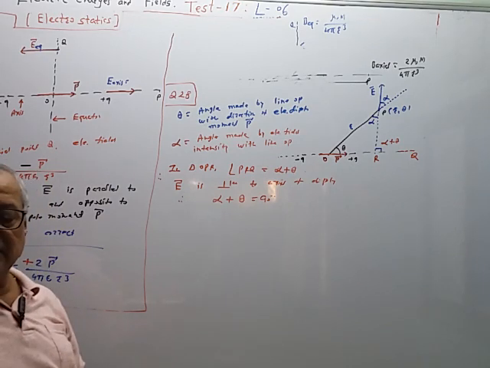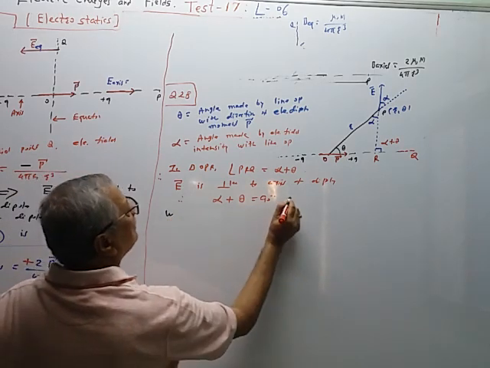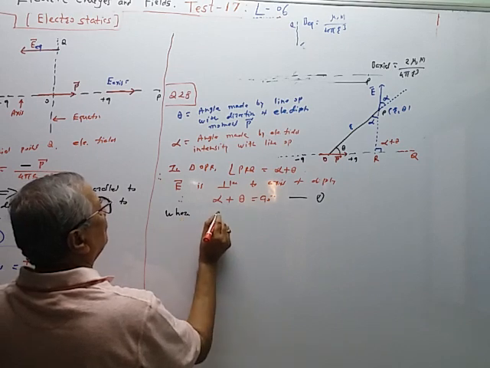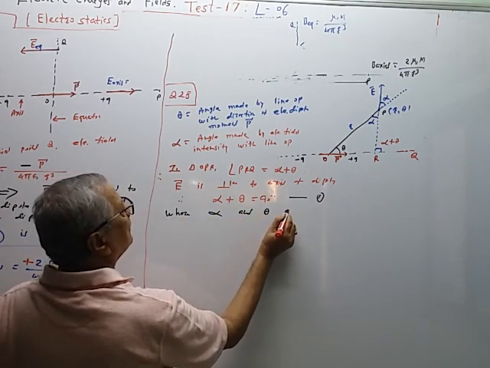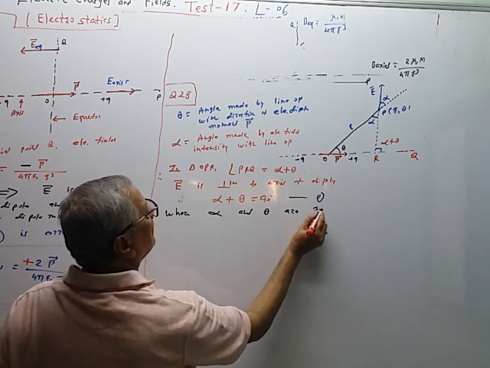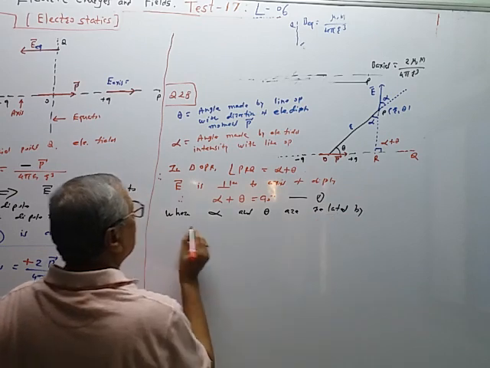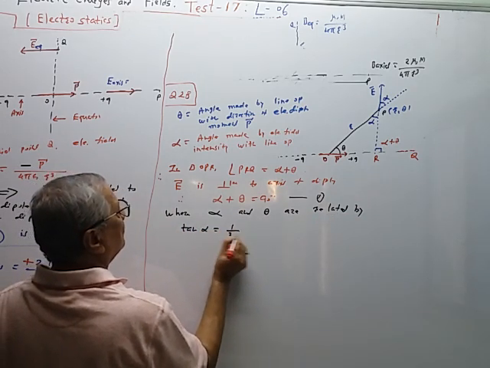So these alpha and theta, they are related by where? This is equation 1, where alpha and theta are related by tan of alpha is equal to 1/2 tan of theta.